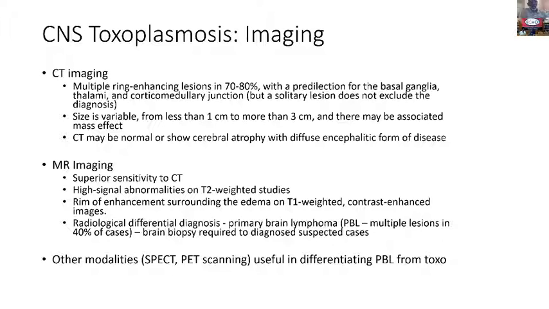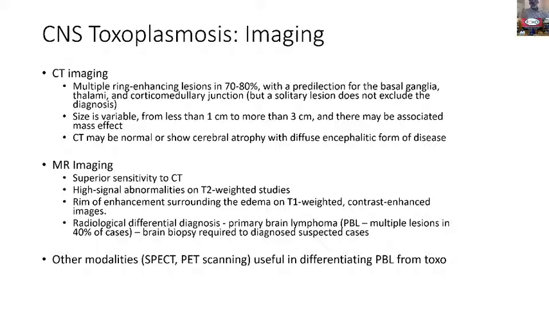In terms of imaging for CNS toxoplasmosis, and the rest of the talk is going to focus more on CNS disease, CT imaging in about 70 to 80% of persons affected with toxoplasma encephalitis would show multiple ring-enhancing lesions with a predilection for the basal ganglia, thalamus, and corticomedullary junction, essentially the well-vascularized areas of the brain. But that being said, a solitary lesion does not exclude the diagnosis.